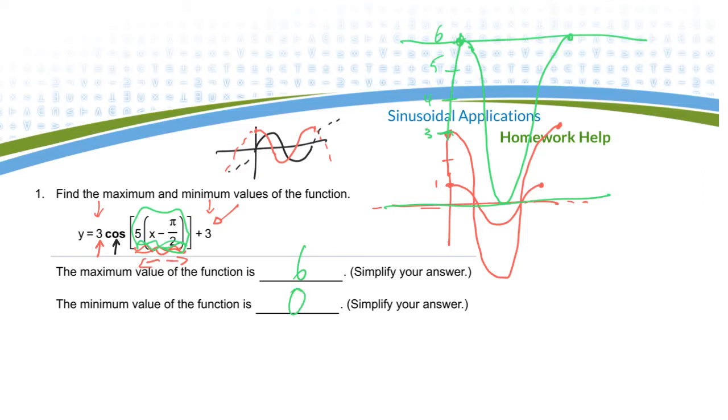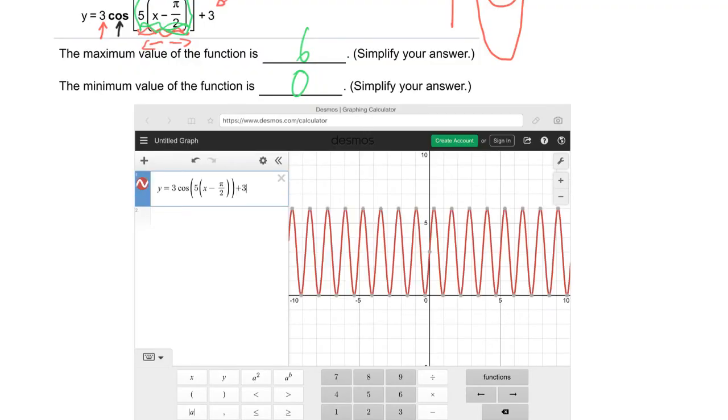Let's just confirm this by plotting it in Desmos. Okay, I've graphed it here, and take a look at what's happening. Sure enough, the maximum value of this graph is at 6, and the minimum value down here is at 0. Notice the graph has been horizontally squished, and that would be the responsibility of the 5 there. And the graph is also moved over to the right by pi over 2. Okay, so that's the first question.